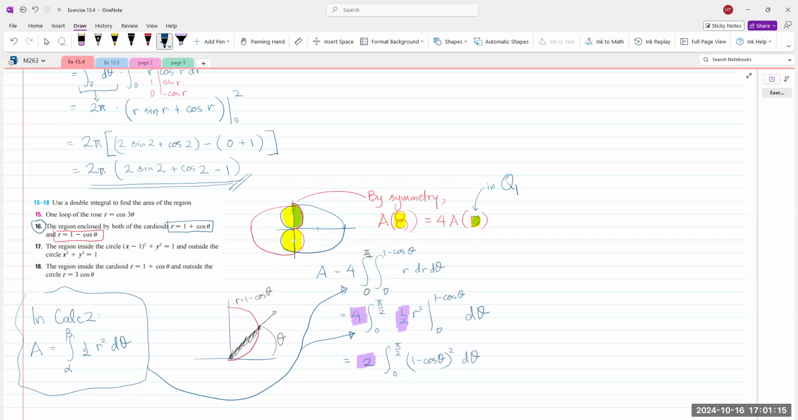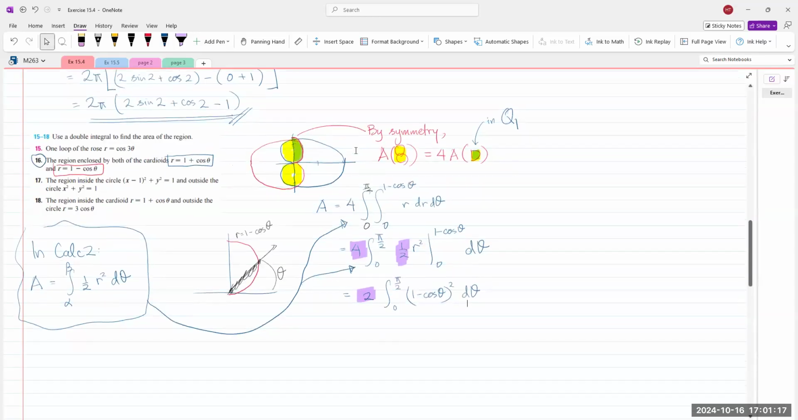Okay, now how to integrate it from there, that's another story. But that's basically calculus 2, right? What we learned in calc 2. This is 2 times the integral from 0 to pi over 2 of 1 minus 2 cosine theta plus cosine squared theta d theta.